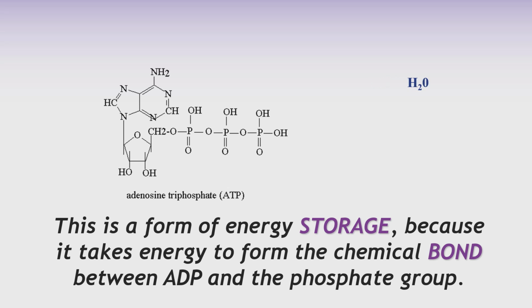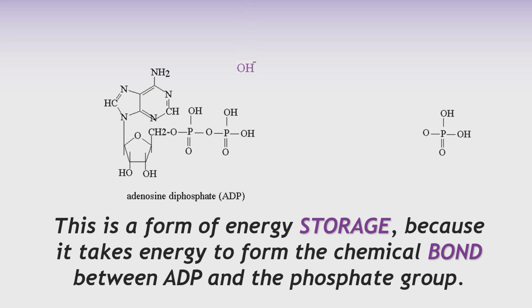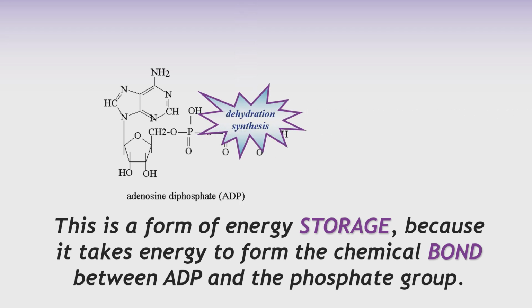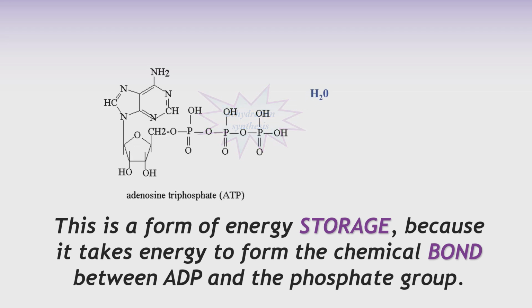One more time. The phosphate group coming in, you can see it has two hydroxides. They'll come together. Two hydrogens and an oxygen will be pulled out as water. The chemical bond is formed. Dehydration synthesis.